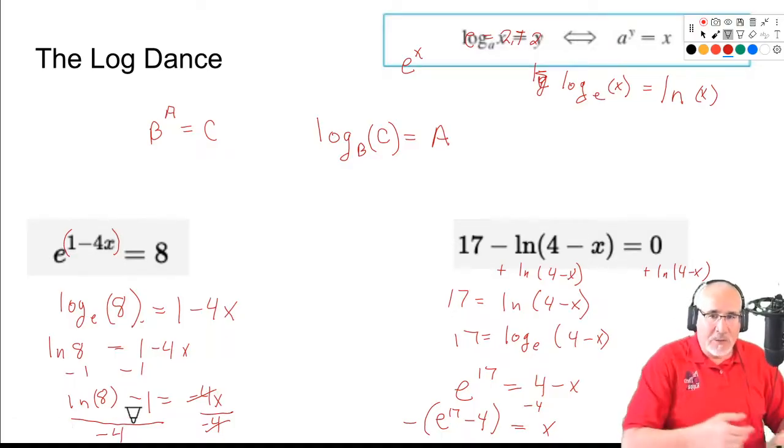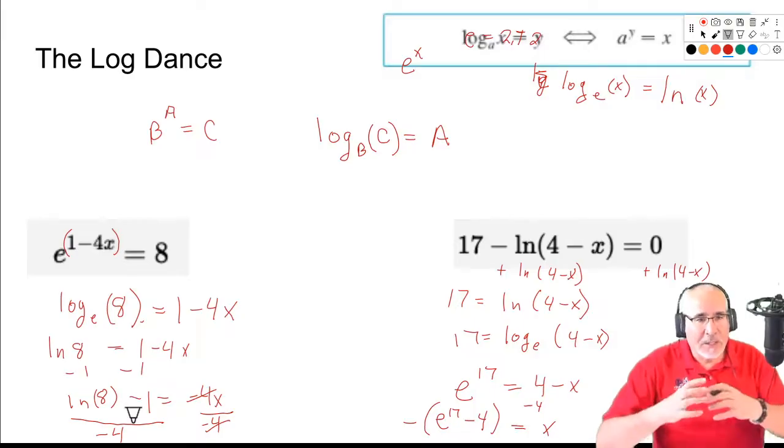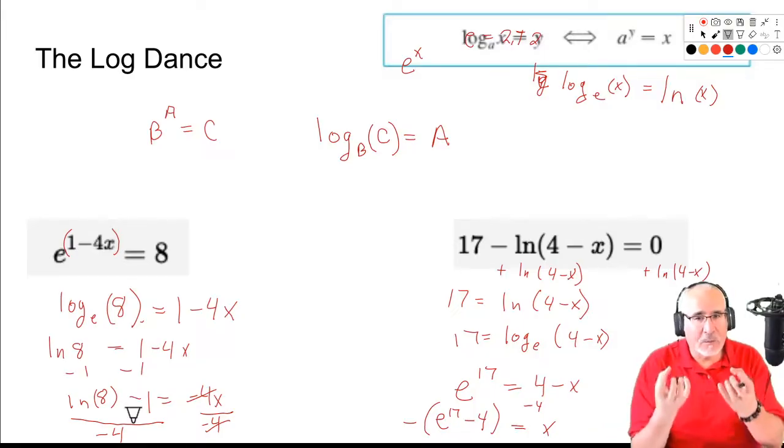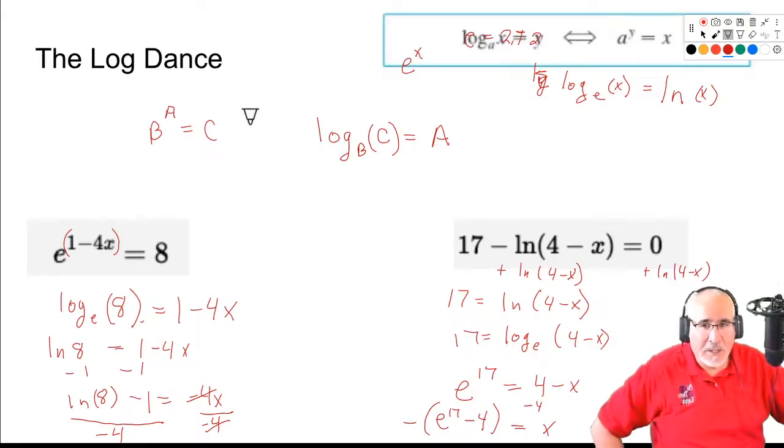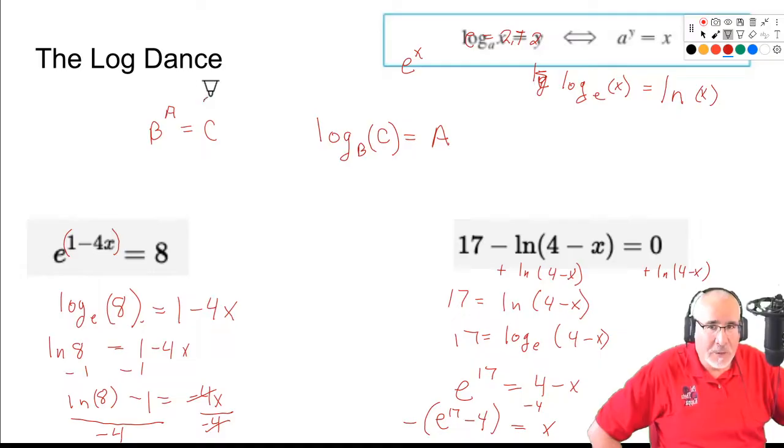Okay. So you see how doing the log dance gets us set up. Just think about it. It's moving those 3 pieces. So we've got a base, an exponent, and an output. When you go from exponential to logarithm, the base becomes the base on the logarithm, the output becomes the input for the logarithm, and the exponent becomes the answer.